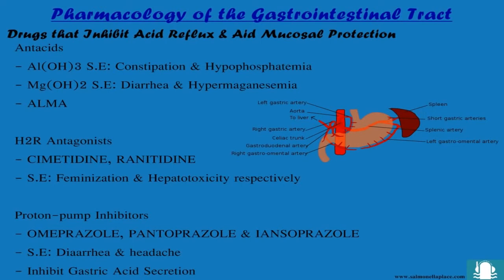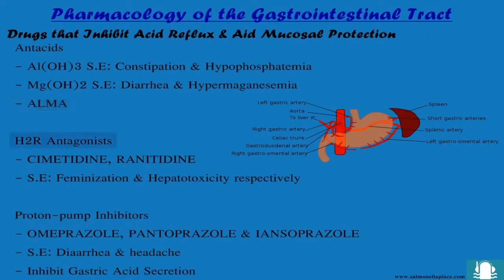So the ones that fall into the acid reflux category include antacids, such as aluminium trihydrate, which when it gets to the stomach, it forms the complex aluminium chloride or trichloride. And they have the side effects of constipation and hypophosphatemia. Then you have magnesium dihydroxide, which forms magnesium chloride in the stomach, causing diarrhea and hypermanganesemia. And then you have ALMA, which is a combination of two drugs which overcomes the GI disturbance. And this can be given with either of the first two compounds.